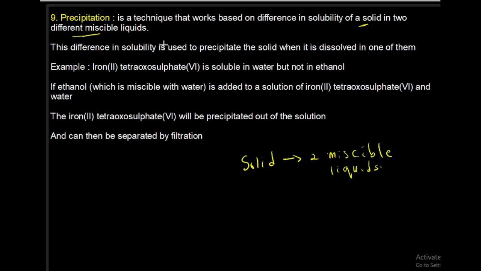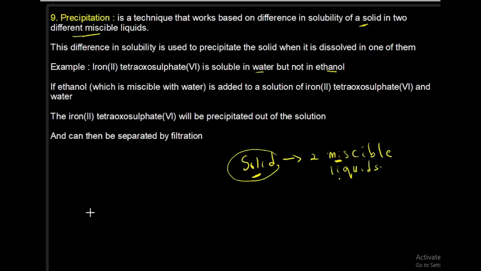Now the difference in solubility is used to separate the solid when it is dissolved in one of them. Difference in solubility in the sense that the solid will be able to dissolve in one of the liquids but not in the other. So this difference in solubility is what is being used to separate the solid. Example, we have iron 2 tetraoxosulfate 6, which is soluble in water but not in ethanol. So this is how precipitation works.